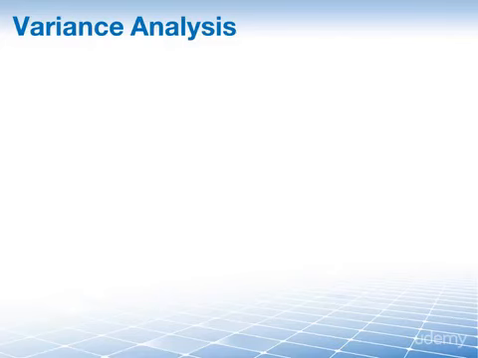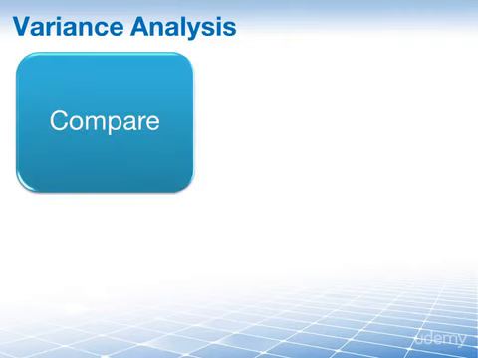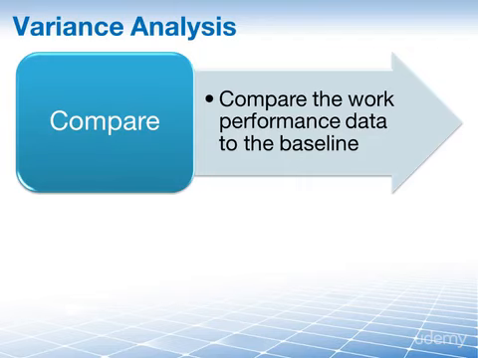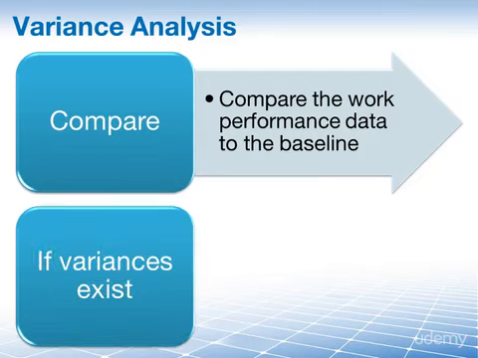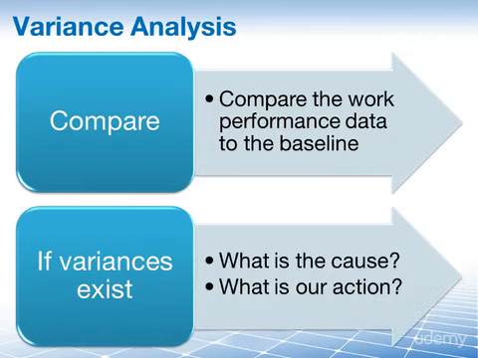So, variance analysis. How do we do it and why do we do it? Well, simple. First, we compare the work performance data that we have gathered to the scope baseline to determine if there is a variance. And then second, if a variance exists, we try and answer a couple of questions. First of all, what is the root cause of the variance? This is because it will determine our response, depending on whether the variance is due to a defect, incomplete or ambiguous requirements, changes that were made outside of the change control process, and so on.